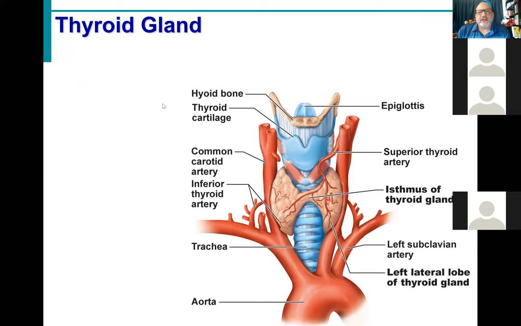In fact, this big, huge shield-like structure with the laryngeal prominence that we commonly refer to as the Adam's apple is known as the thyroid cartilage because it is just superior to the thyroid gland. The thyroid gland is a two-lobed gland with a small narrow isthmus that connects the two lobes together. It wraps around three quarters of the trachea. It does not go all the way around and meet in the back. Instead, there is an opening in the back.